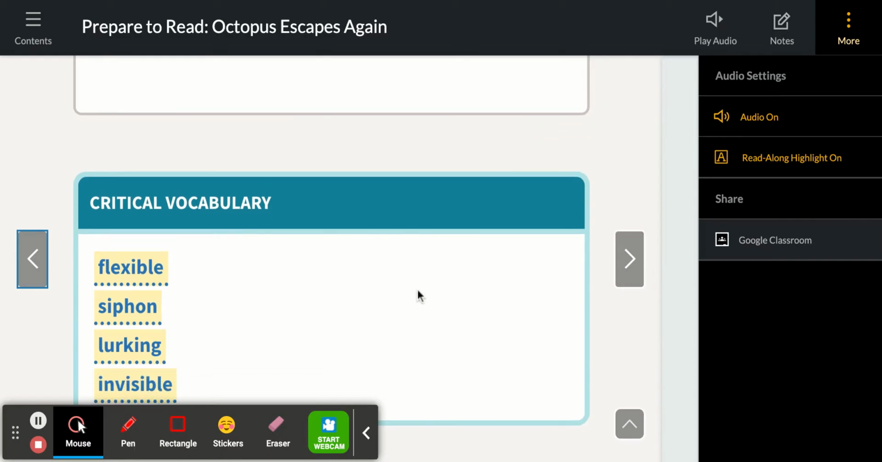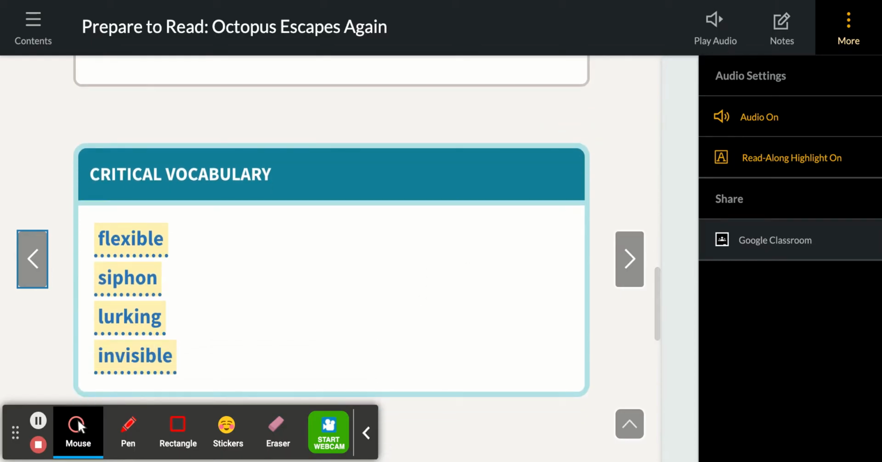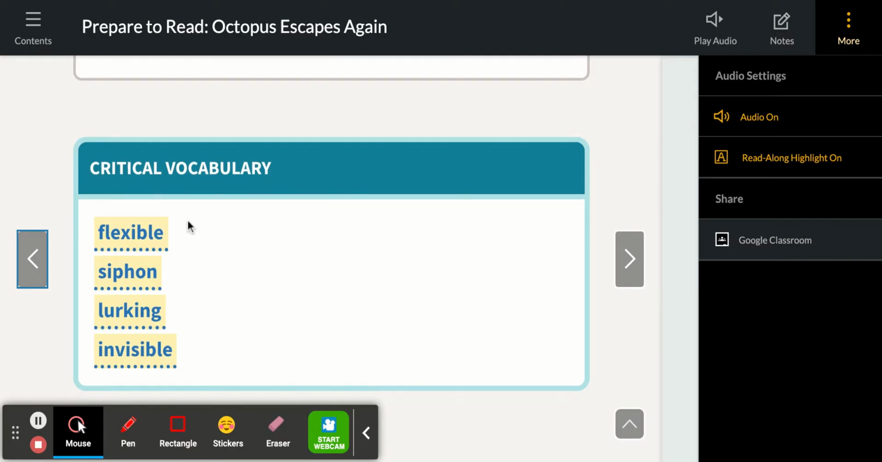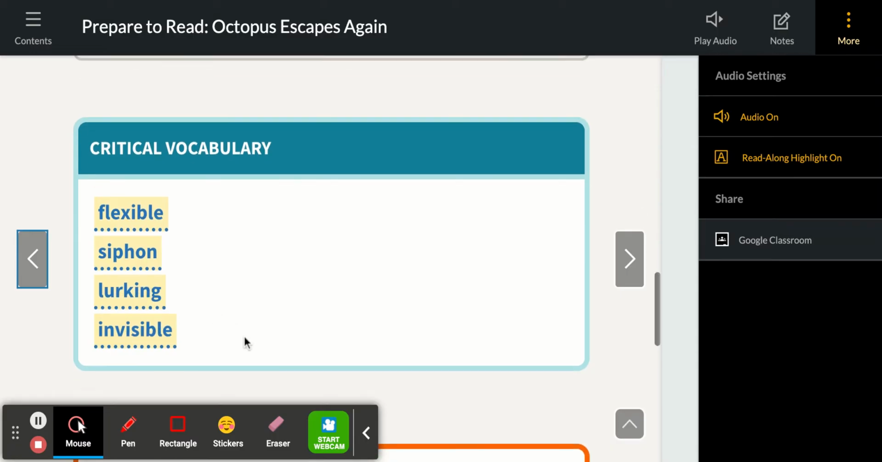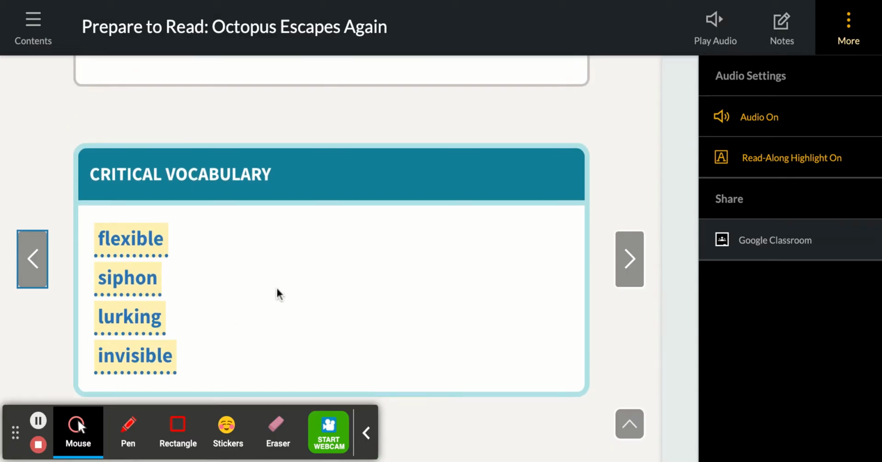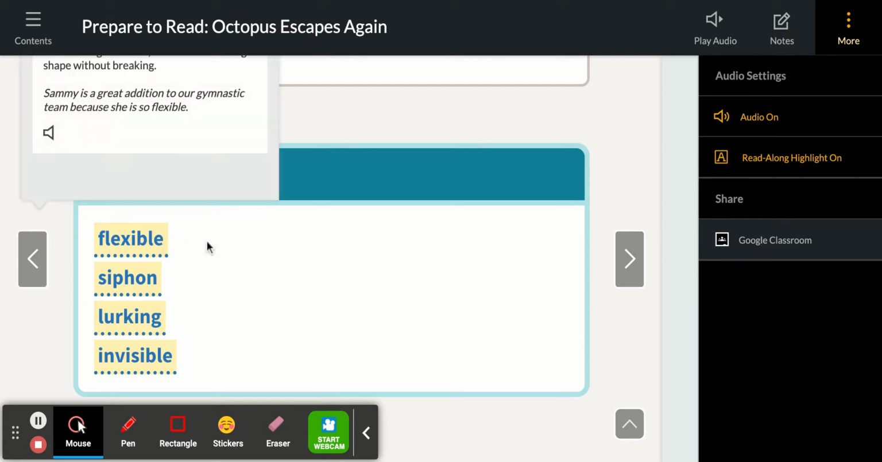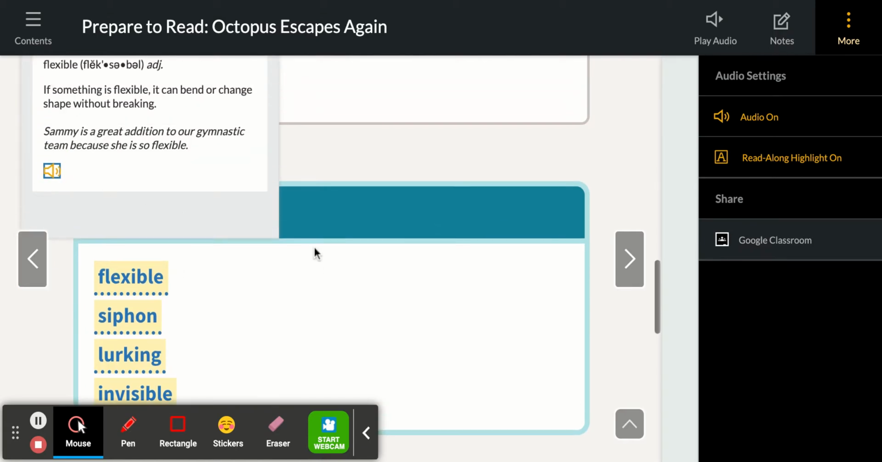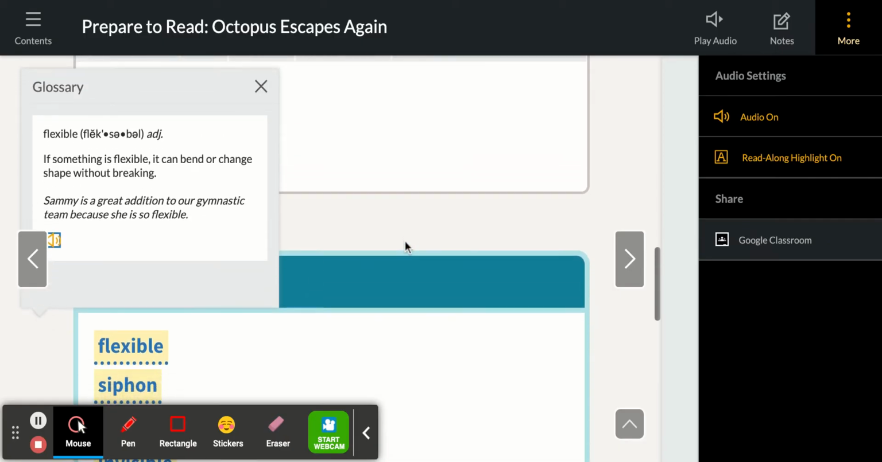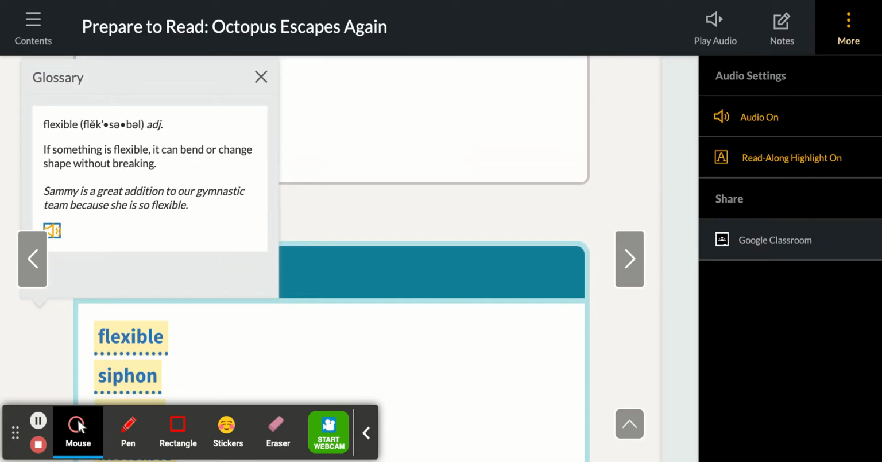Okay, now let's try to look at some of this vocabulary that you're going to be seeing in the story. The words flexible, siphon, lurking, and invisible. All of those words you will see in the story. Let's see if we can figure out or listen to the definitions. Flexible. If something is flexible, it can bend or change shape without breaking. Sammy is a great addition to our gymnastic team because she is so flexible.